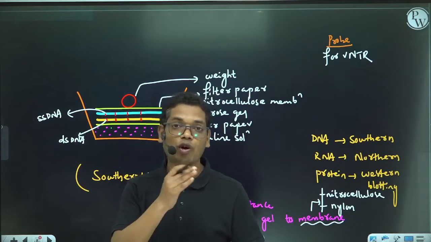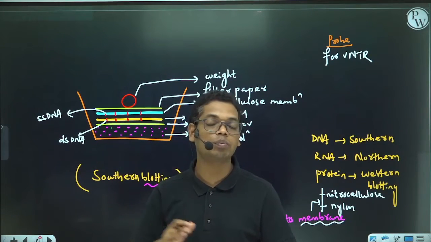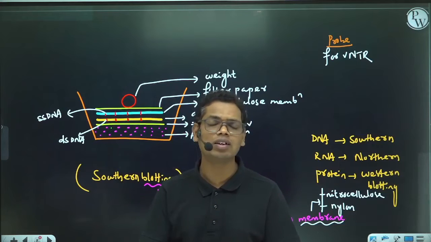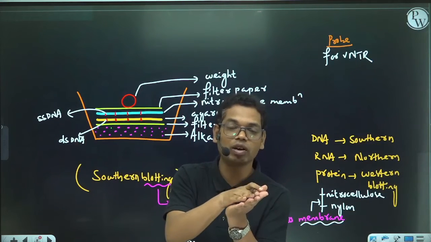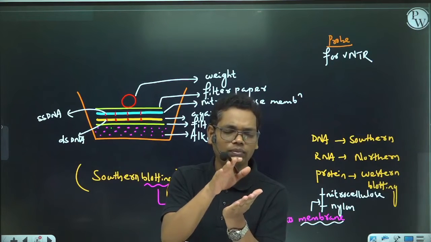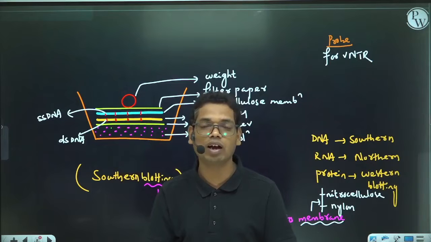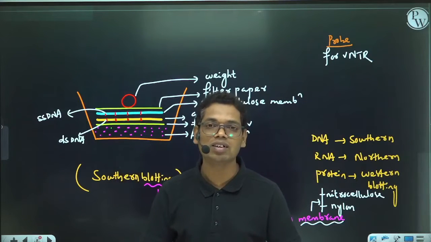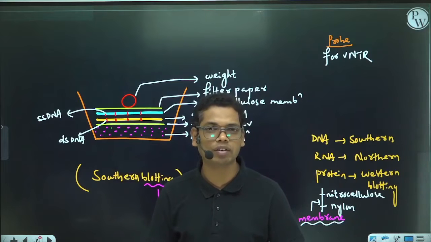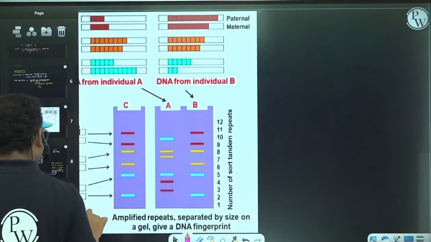Then I will wash the nitrocellulose membrane to remove the unbound probes. Then I will allow the membrane to dry. Then I will keep the X-ray film above it, and I will allow autoradiography, and then I will observe the DNA binding pattern. Okay, so these are the various steps used in DNA fingerprinting. Clear? Great. So here a diagram is given.